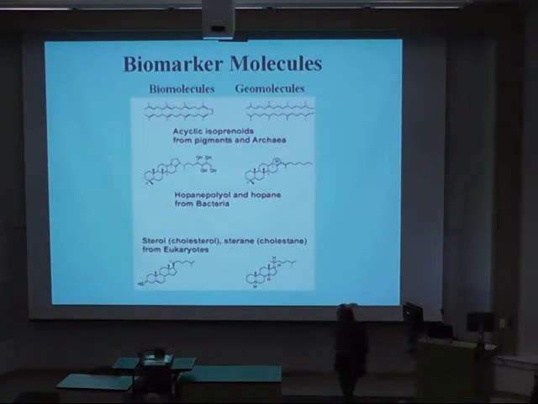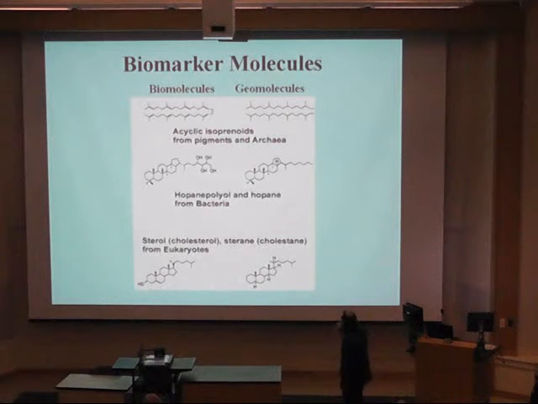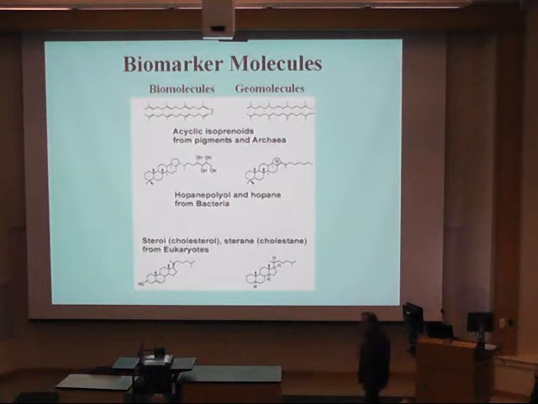So here's some examples of biomarker molecules. Here's cholesterol. Each one of these is a carbon at the corner with hydrogen stuck to it. You can see that cholesterol has a double bond down there and a hydroxyl group there. The geological derivative, cholestane, has lost the double bond and it's lost the hydroxyl group, but you can see that the carbon skeleton is identical. So you know that that's derived from that.